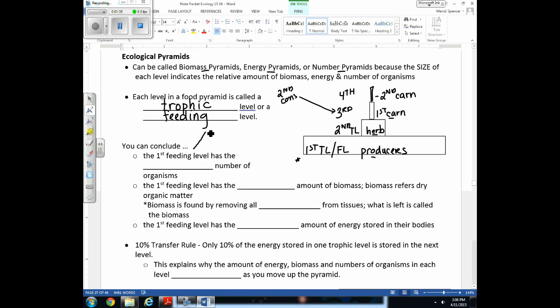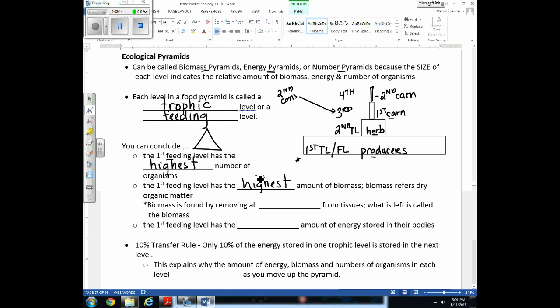So the shape of this pyramid is significant. It's wider at the bottom and more narrow as we get to the top. Because of this shape, we can conclude that that first feeding level has the highest number of organisms. You're going to have more producers than herbivores, more herbivores than carnivores, more first level carnivores compared to your second level carnivores. So the number of organisms is going to decrease as you move up that ecological pyramid. That first feeding level also has the highest amount of biomass.